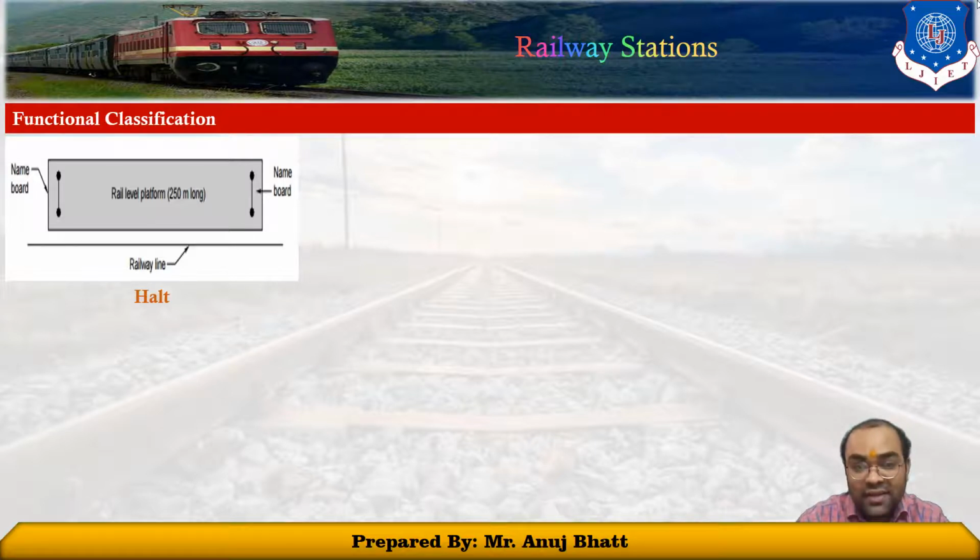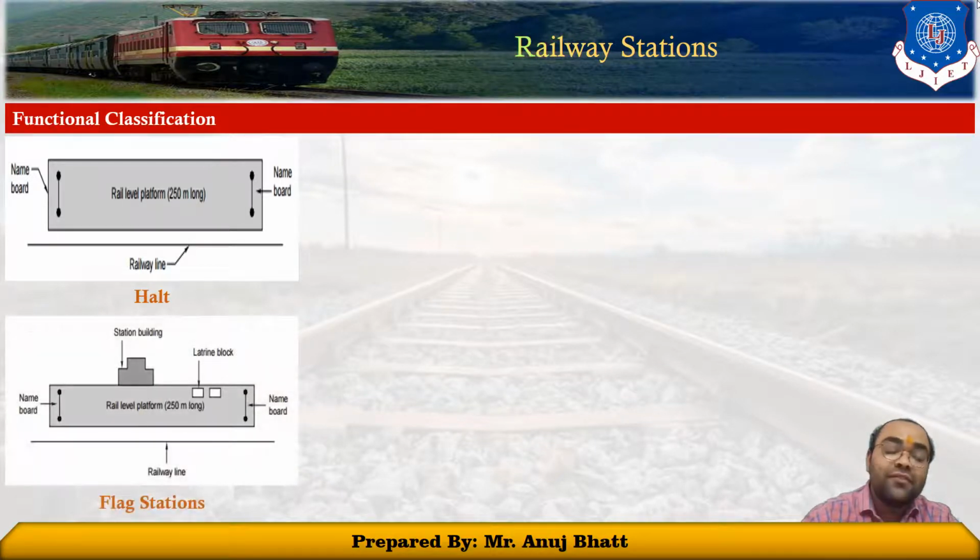Okay, so this is the example of halt stations. Another one is the flag station. A flag station is more important as a stopover for trains than a halt and is provided with a station building and staff.